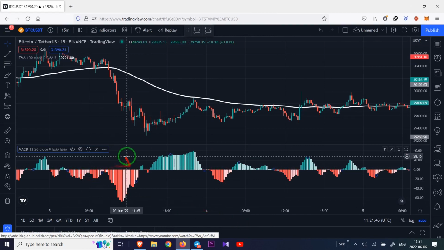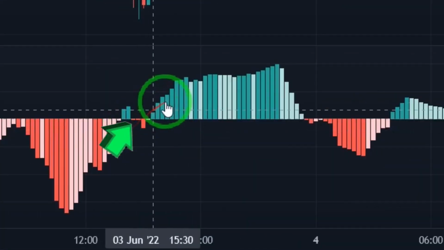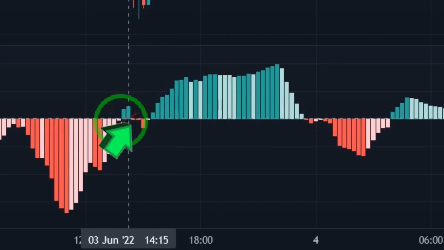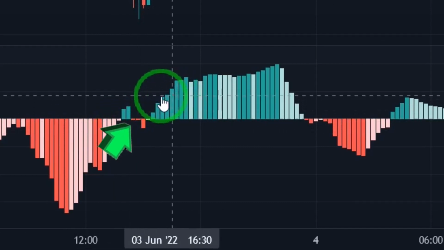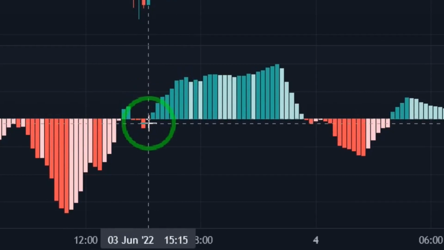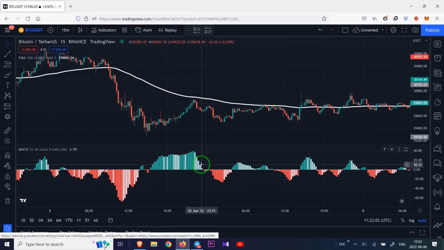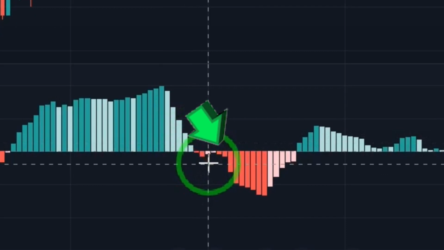We enter the buying position when the histogram bar charts come from below the zero line to the top of the zero line. That is, the color of these histogram bars changes from red to green. And to enter the sell position, the color of the histogram bars must change from green to red.